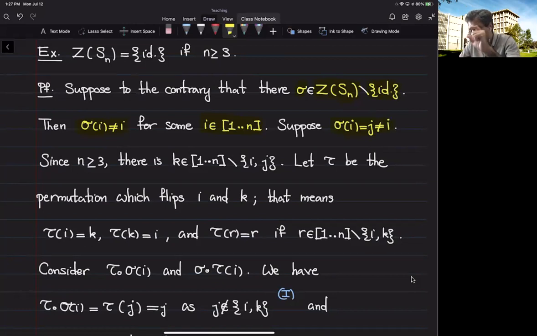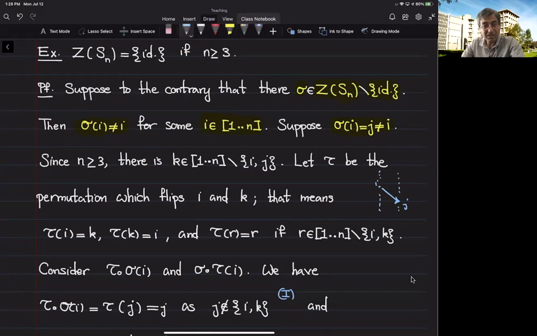So I have two distinguished elements, i and j. I know i is sent to j. I have no information about the rest of the elements. But I know that my function is a bijection, and i is sent to j, and i and j are not the same. From this, I want to deduce that there are some permutations that do not commute with this sigma.